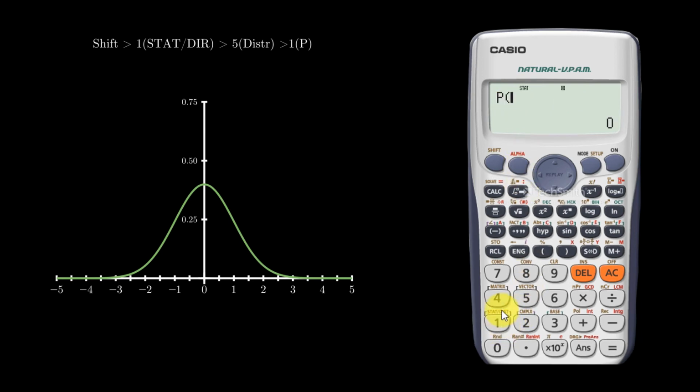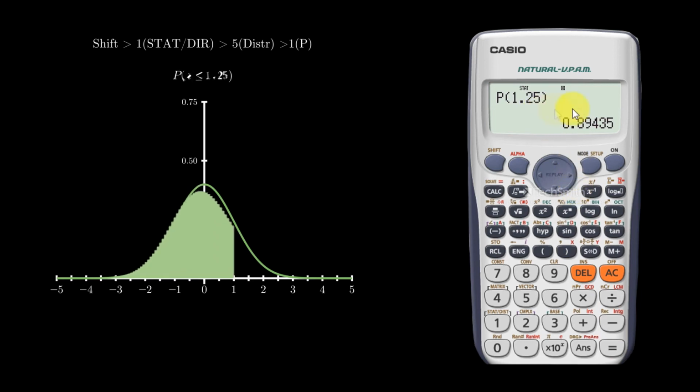Now what does the P function do? So let's try P of 0. So equals, that is 0.5. Now that is the shaded area on the graph right now. That is the left tail of the normal distribution, ranging from negative infinity to 0, or just z is less than 0. So let's try 1.25 this time. Now that is equal to a bigger number. This is represented by the shaded area region now. That is the left tail where z is less than 1.25.